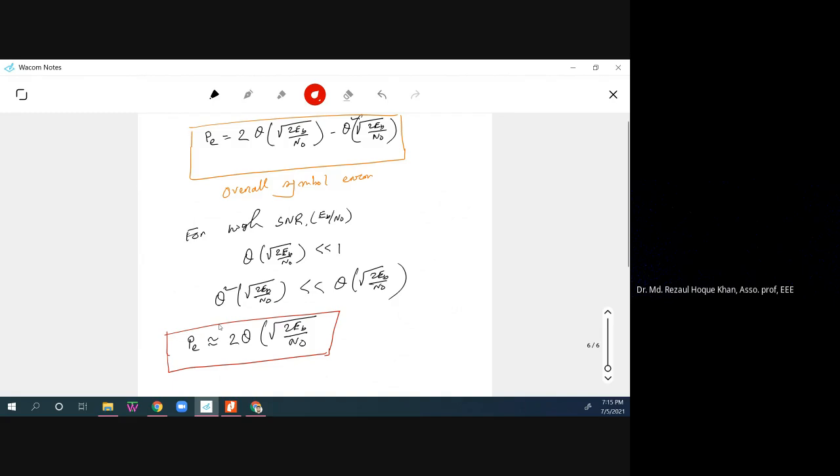So this is the overall probability of symbol error of a QPSK system. Okay, that's all. We found the probability of symbol error rate of a QPSK system. Following the same procedure as the previous, we completed the complete analysis for QPSK. That's all. Thank you. Assalamu alaikum.